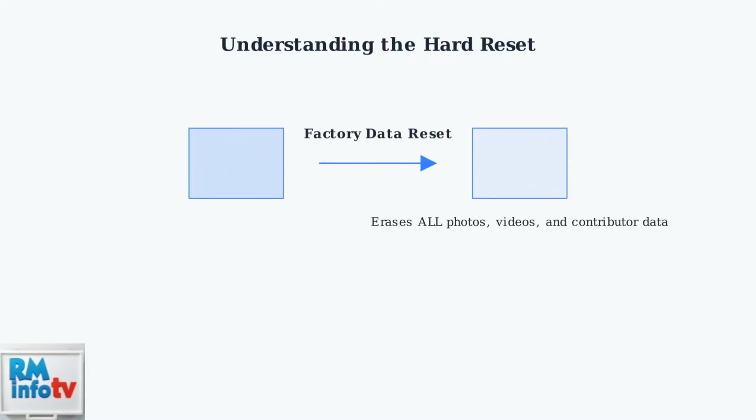A hard reset, also known as a factory data reset, is a powerful troubleshooting tool for your Aura frame. Understanding when and how to use it properly is essential for maintaining your device. A hard reset completely restores your Aura frame to its original factory settings. This process erases all stored data, including your photos, videos, and contributor information.